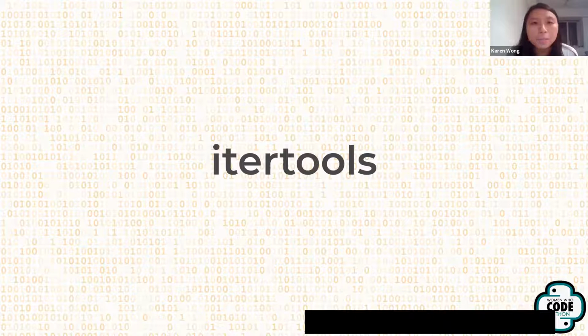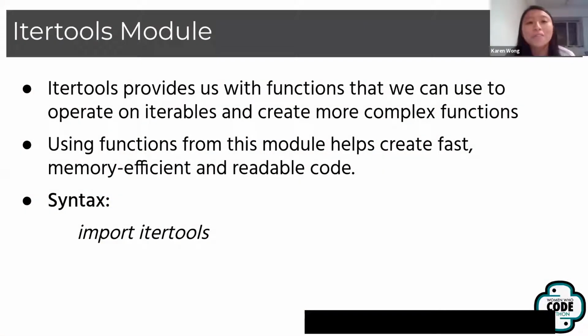The second library we want to introduce is itertools. It helps you to do a for loop in a nicer way. It provides functions that we can use to operate on iterables and create more complex functions. Using functions from this module helps create fast, memory efficient, and readable code. Using a for loop is actually slow; when you have a long list, it slows you down. So itertools is a better option if you're comfortable using it.